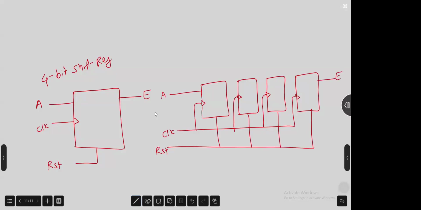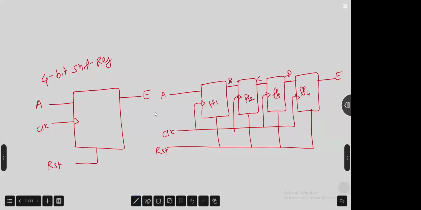That means the output of your first D flip flop, or you can say FF1, is your B. FF2, the output is C. Okay. FF3, the output is D, and FF4, the output is E. Okay. Now for shift register, serial in, serial out, very simple. The output of first becomes the input of second. The output of second becomes the input of third. The output of third becomes the input of fourth, and so on.